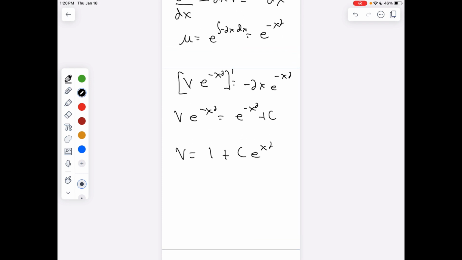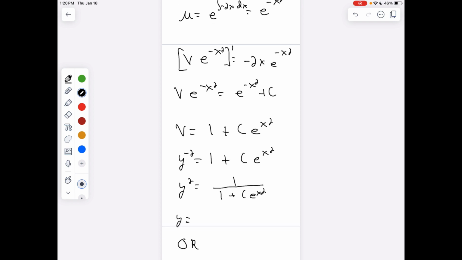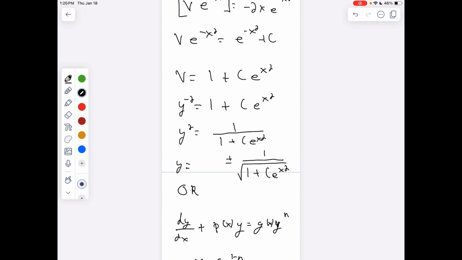You're not done yet, because we need to solve for the actual y. So v was equal to y to the minus 2, so I'm going to replace that in there. And if you went ahead and took the reciprocal of both sides, you get something like this. And if you take the square root of both sides, you get plus or minus 1 over the square root of 1 plus c e to the x squared, as such, okay? So that's how that method works.